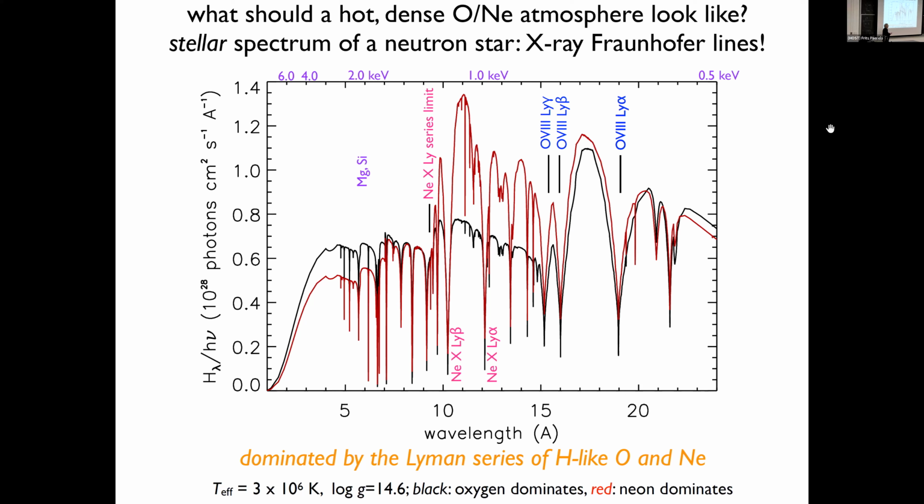So what we expect to see, if we can see anything, would be the Lyman series of hydrogen-like oxygen and neon mostly. This is heavier silicon, and here the spectrum is already declining, so it'd be harder to see that probably.